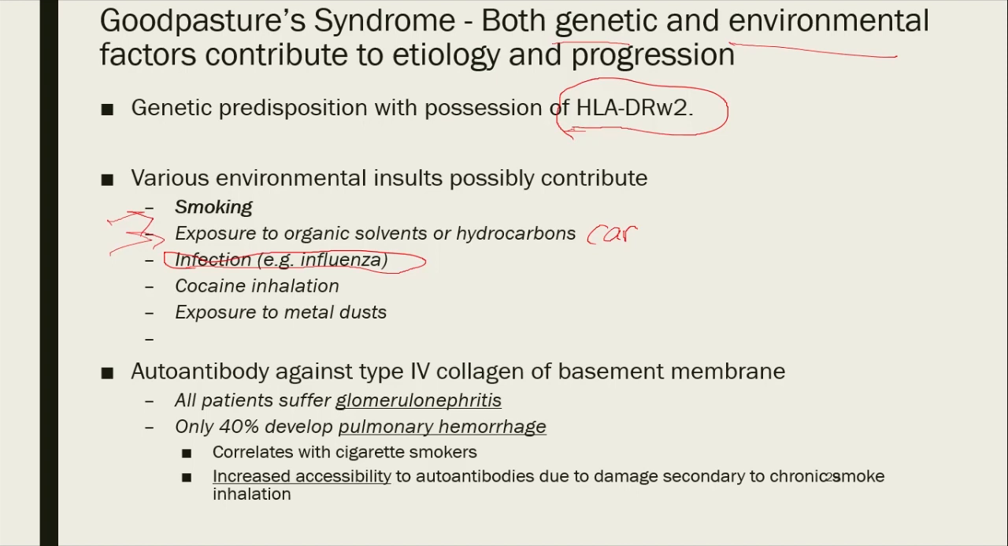All right. So once these triggering factors are involved, autoantibodies will be generated that start attacking type 4 collagens of the basement membranes. Almost all patients suffer from some kidney inflammation, glomerulonephritis. And about 40% of those will develop pulmonary hemorrhages that are more correlated with cigarette smoking. The reason is that the lung is more damaged because of cigarette smoking, so the antibodies have easier access to those basement membranes.